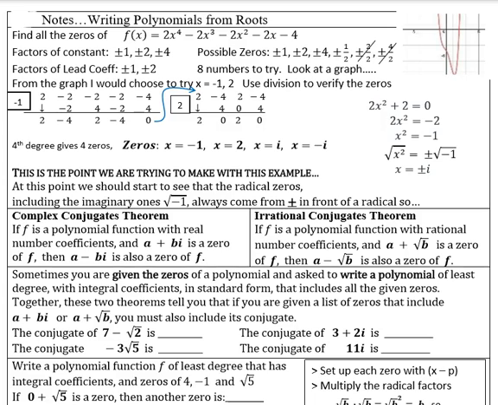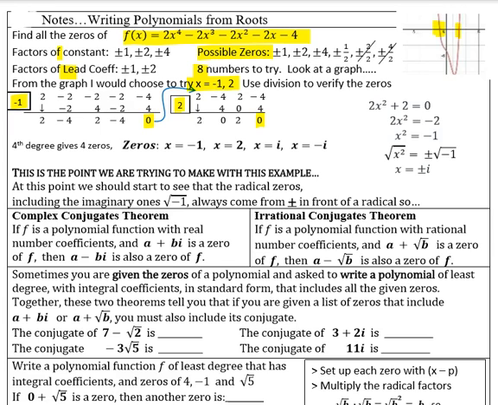It says find the roots of this polynomial here. We find the factors of the constant and leading coefficient, and that gives us all of our possible zeros. We have 8 numbers to try, so we look at the graph and we see that it'll be here and here. So that tells us we can try -1 and 2. So we do synthetic division to verify that those work. When I plug in -1, I get 0. Then I plug in the next one, 2, and I get 0 also, which means those work.